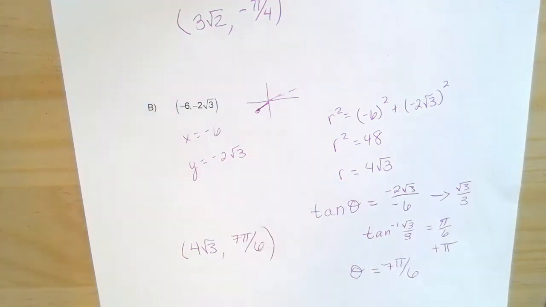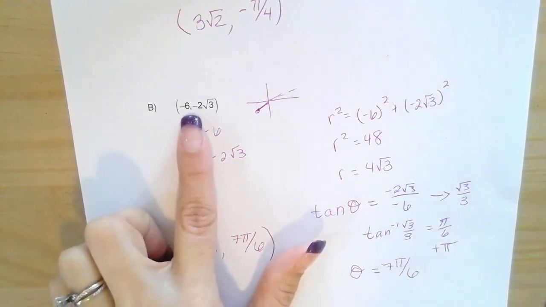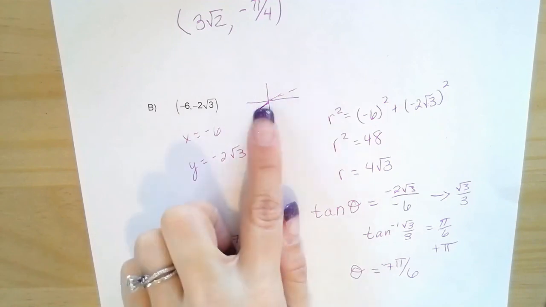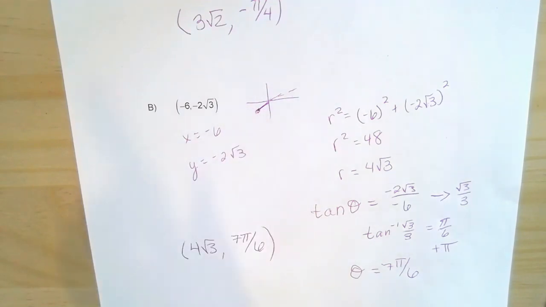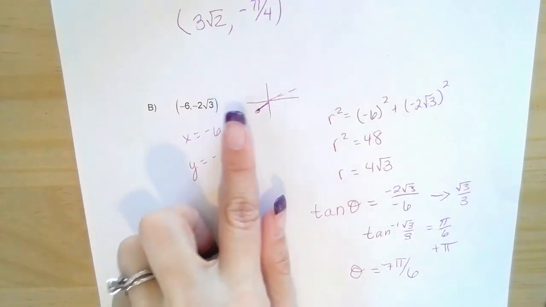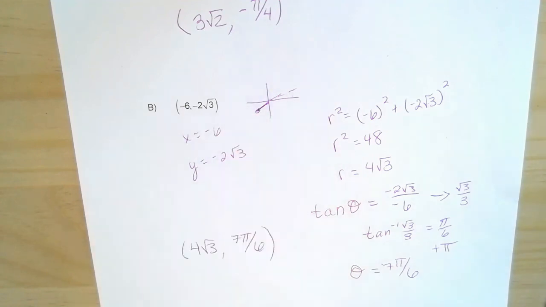Again, one of the biggest things to watch out for is to realize where your coordinate is supposed to be. Our coordinate negative 6, negative 2 square root of 3 is in the third quadrant. So when we make our polar coordinate, it has to end up in the third quadrant. All right, good luck.